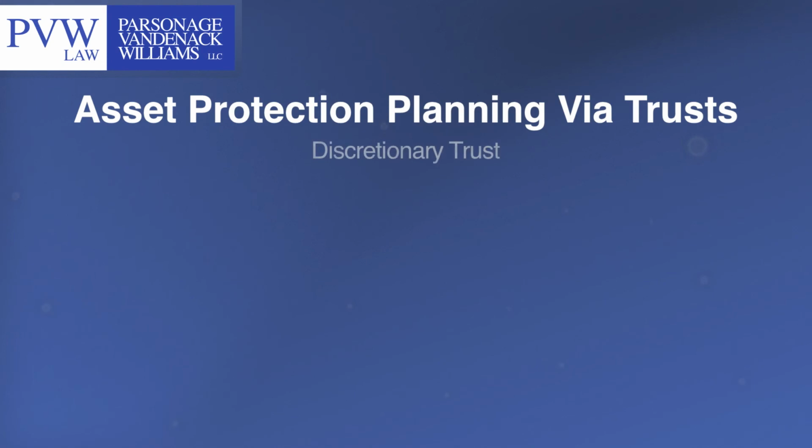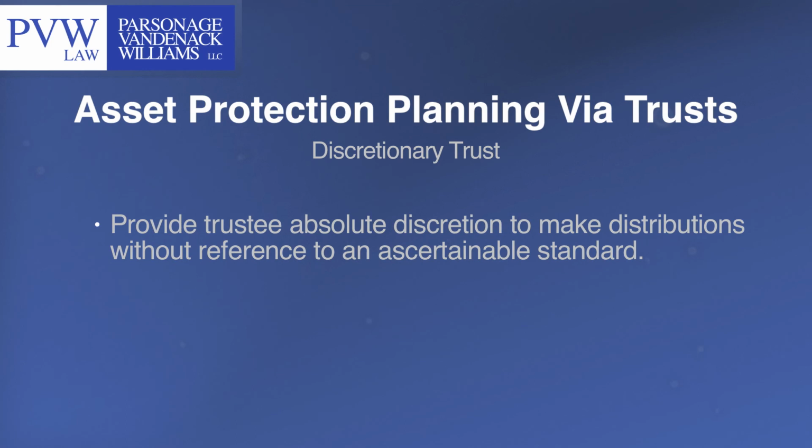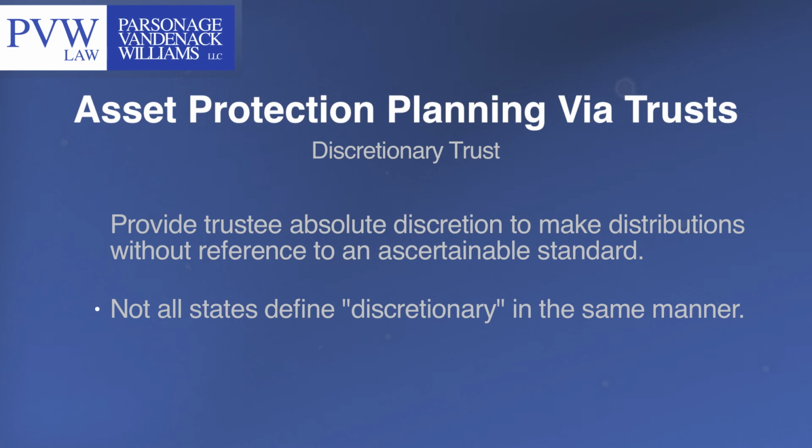The last type of trust we will discuss is the Discretionary Trust. Even without going to the length of an asset protection trust, a discretionary trust can offer asset protection planning features by providing the trustee absolute discretion to make distributions of income and principal to a beneficiary without reference to an ascertainable standard. Not all states define discretionary in the same manner.